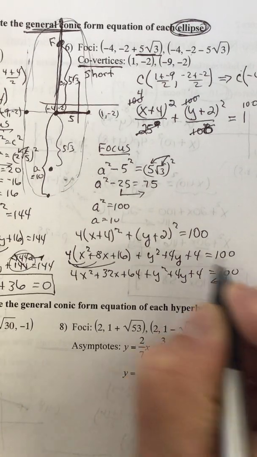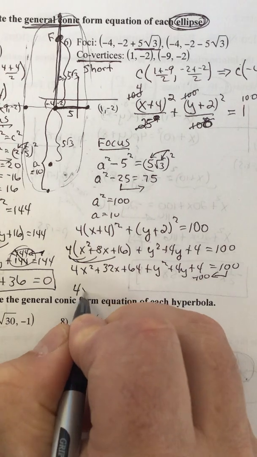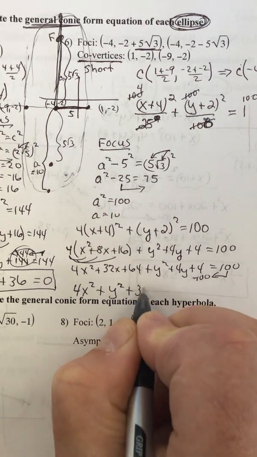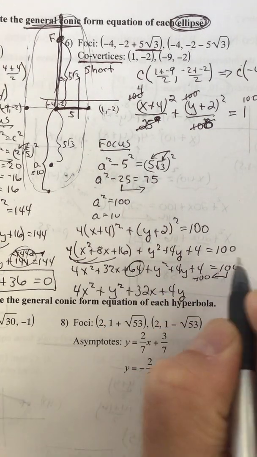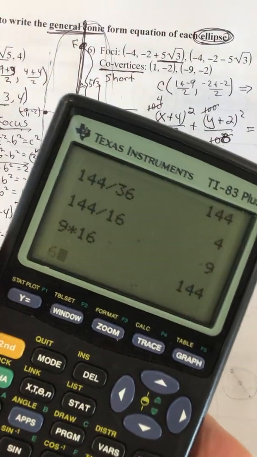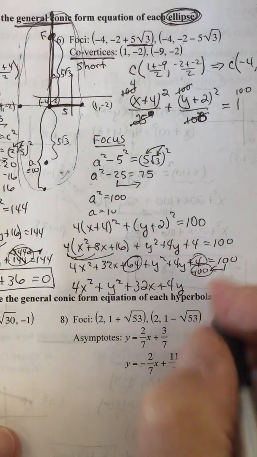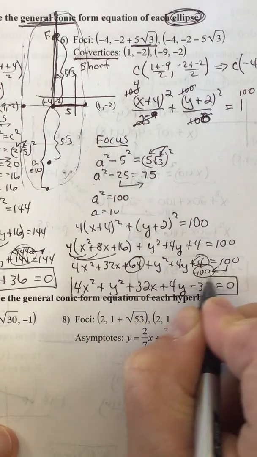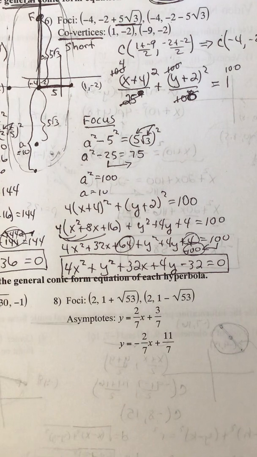I'll move the 100 to that side, so this will be minus 100, and put it in order. 4x squared, and then a y squared. 32x, 4y, and I've got 64 plus 4 minus 100, so 68 minus 100. Negative 32. And there is number 6.